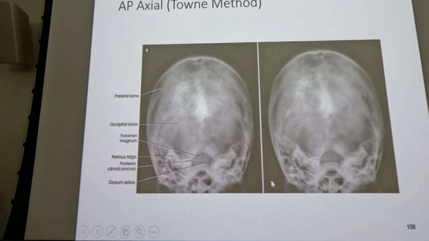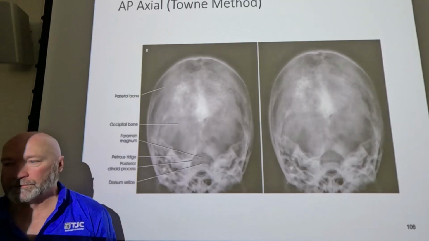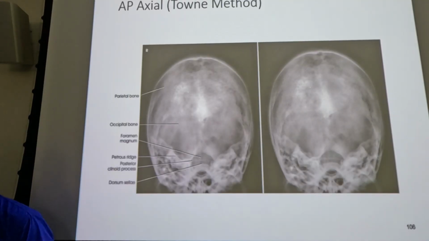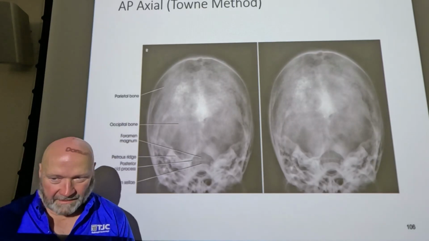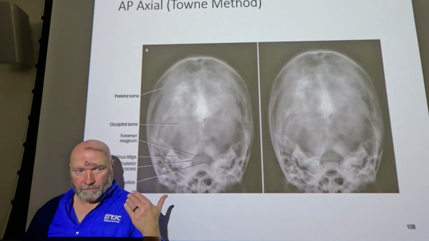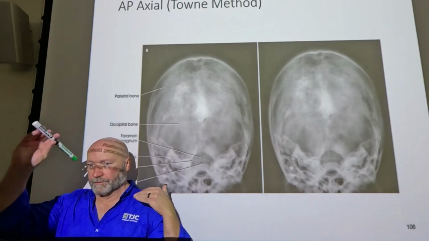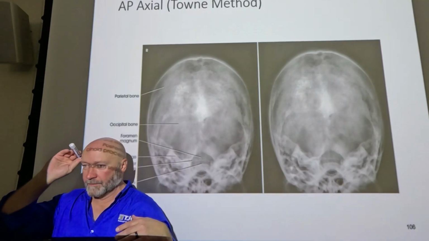So on your lab test, if you see an image that looks like this, with the big hole right there, and you don't see anything that looks like holes over here, and you get this big V shape like that, then you're looking at one of two things. You're either looking at the Towne or the reverse of the Towne, which is the Haas. For the Towne, we have the orbitomeatal line perpendicular and 30-degree caudal angulation.